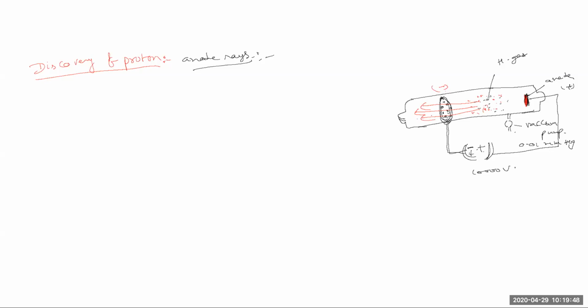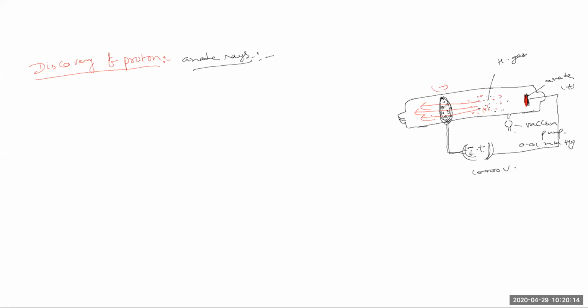When electrons are released, what happens? It becomes positive, right? The positive ions, then what is their movement? The gas particles or ions move towards the negative. Where is the negative? The perforated electrode is the negative, right? So these H plus ions move towards the cathode plate.